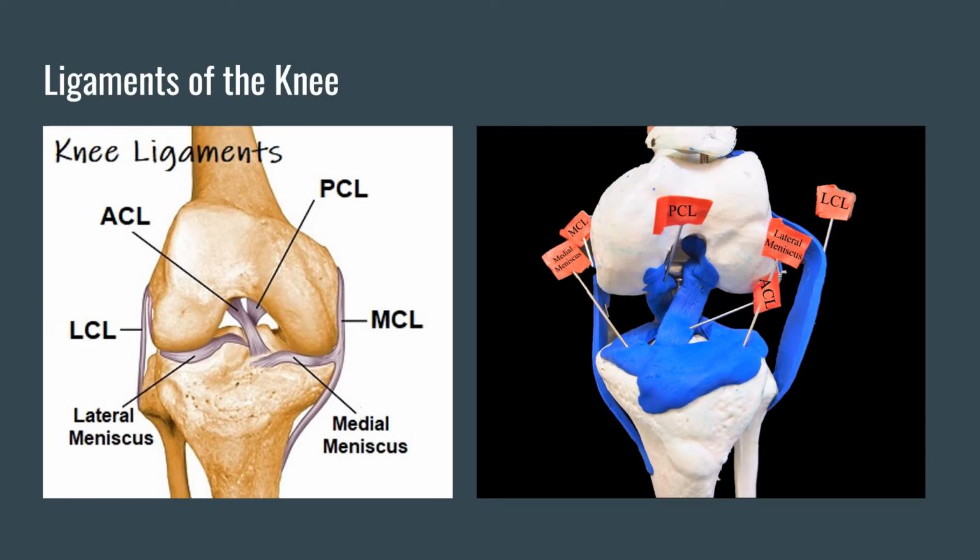I continued to use clay modeling to illustrate the anatomy of the ligaments of the knee. Ligaments are fibrous connective tissues that connect bone to bone. They function to support, stabilize, and limit movement in the knee joint. The main focus of this presentation is the ACL, or the anterior cruciate ligament, which is shown right here in the clay modeling figure, and then right here in the other figure.